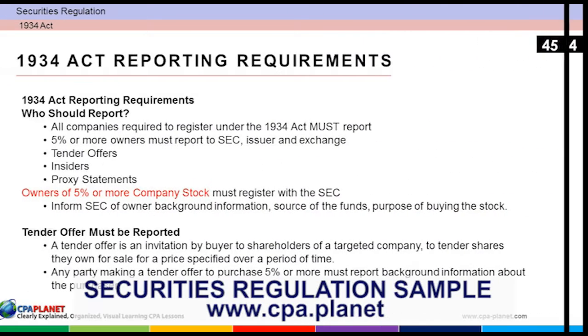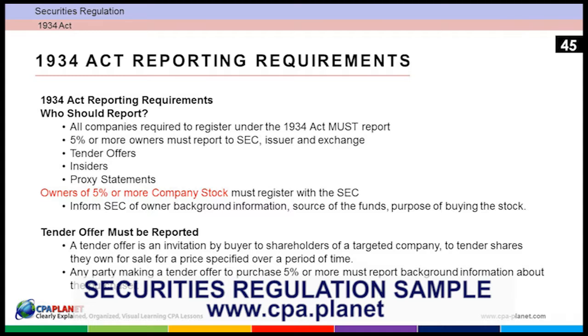Next, we're going to go over the 1934 Act reporting requirements of who exactly should be reporting to the SEC. Basically, all companies who are required to register under the 1934 Act must report. Also, 5% or more owners must report to the SEC, any tender offers, insiders must report, and also proxy statements must be reported. We're going to go over some of these in a little more detail.